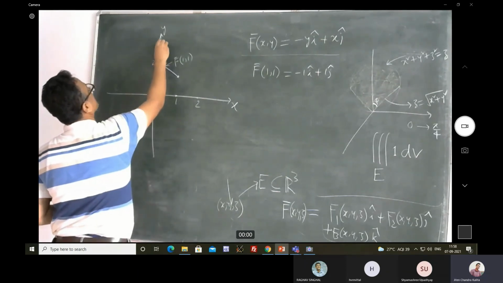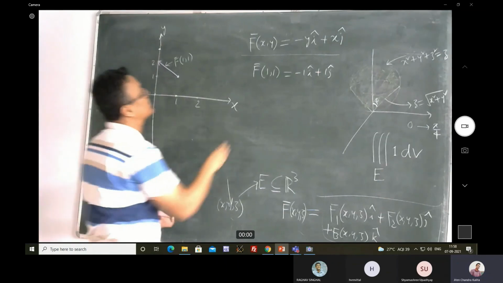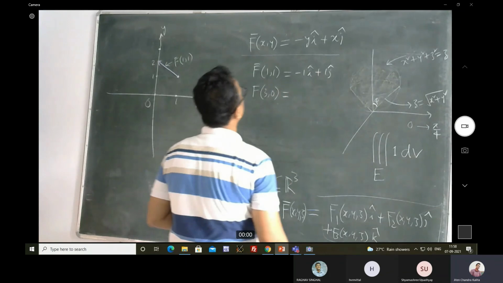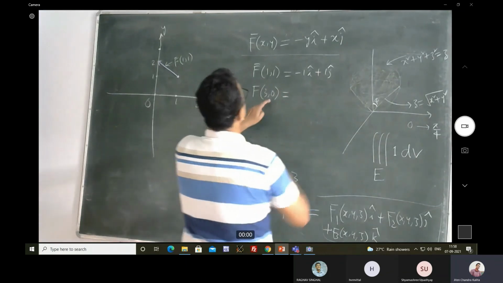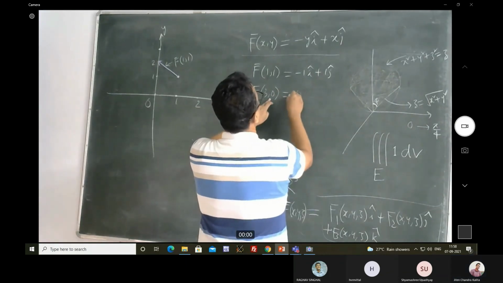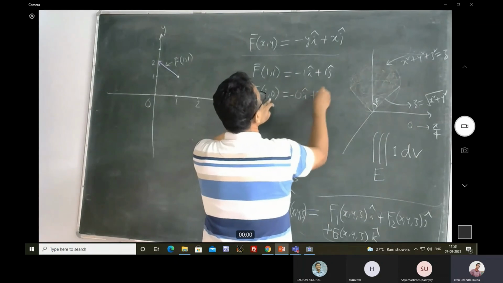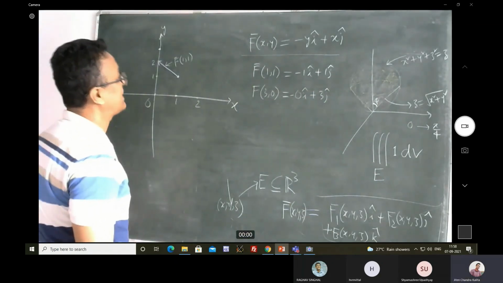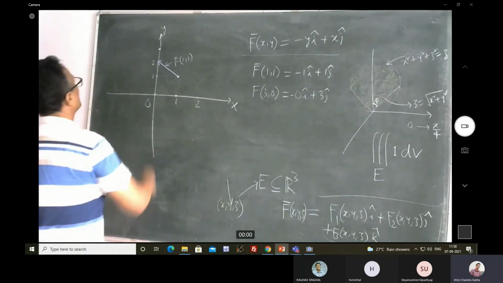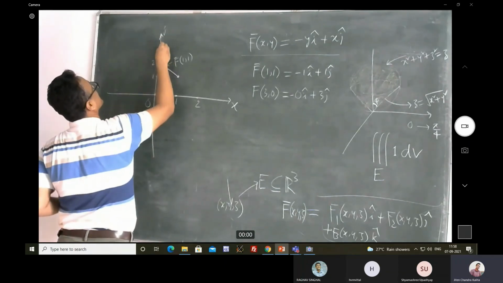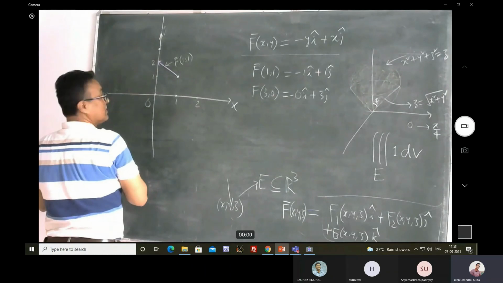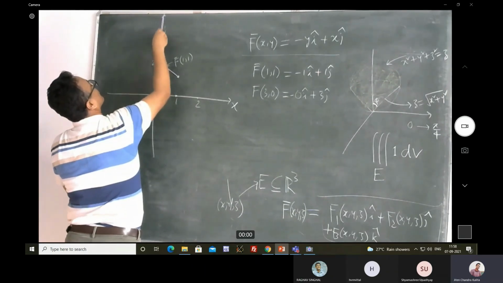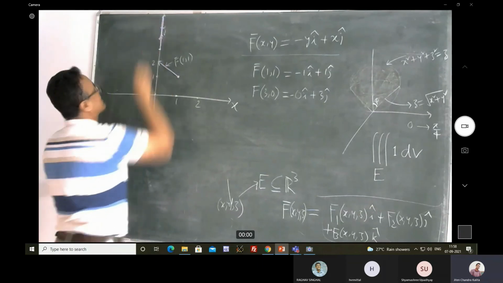And suppose at this point, say (3, 0), I want to find something. At the point (3, 0), this is going to be minus 0i plus 3j. Am I correct? So if you want to define a vector here, it is simply going to go 3 units up, 1, 2, 3 units up, something like this.